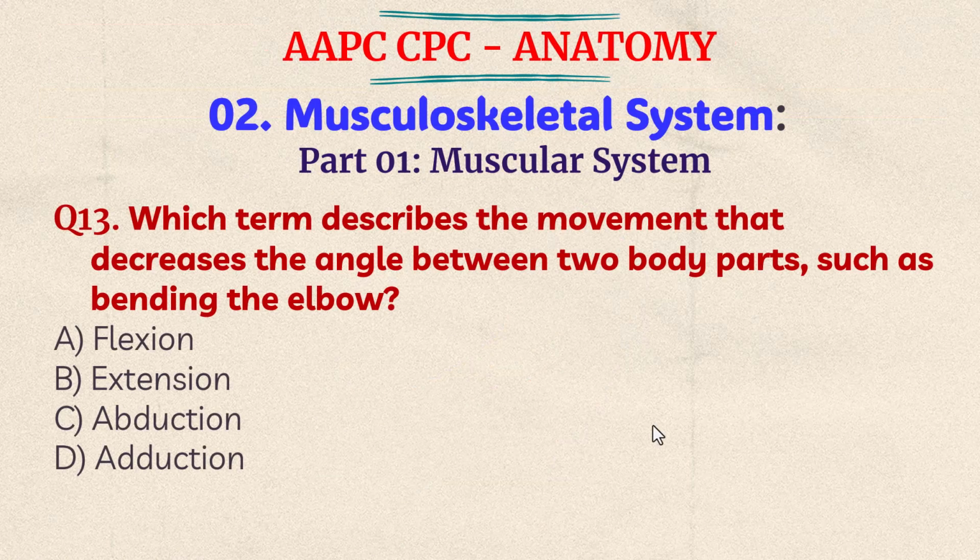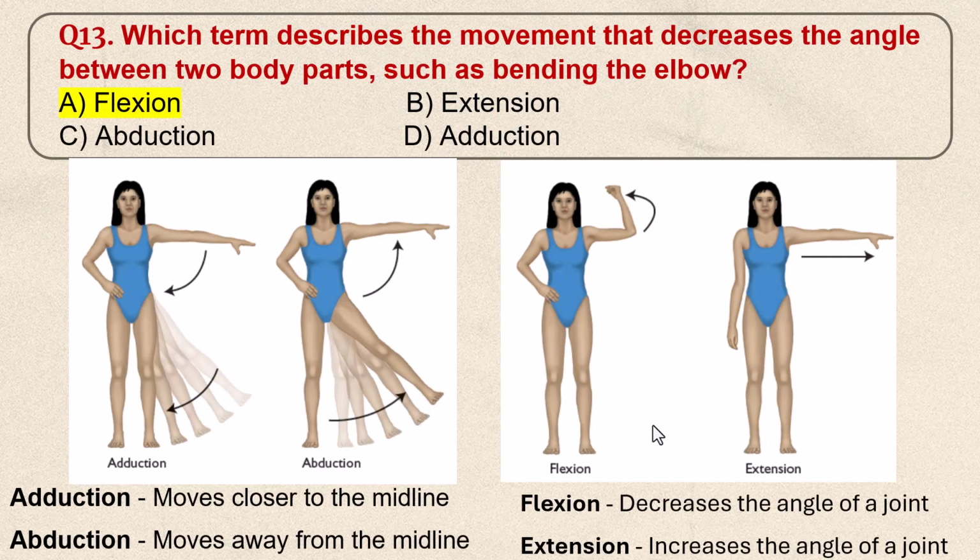Question number 13. Which term describes the movement that decreases the angle between two body parts, such as bending the elbow? A. Flexion, B. Extension, C. Abduction, D. Adduction. Please pause the video and think of the answer. The correct answer is flexion.